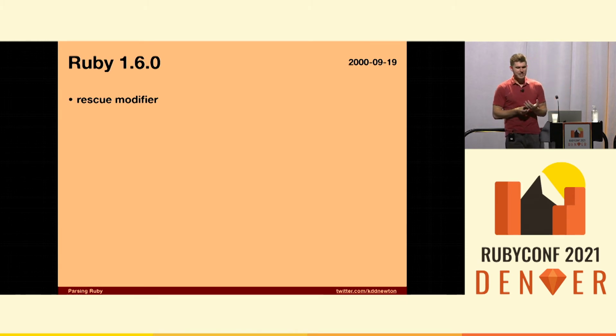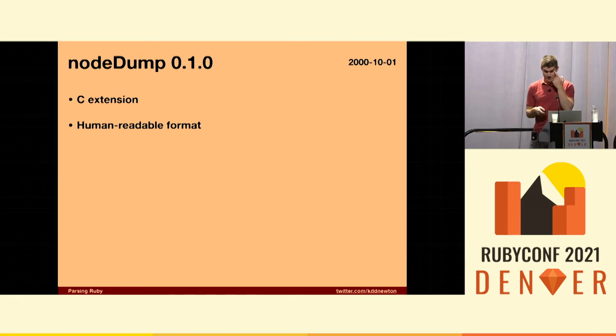The next year, we get the rescue modifier form. Modifier means inline, so like foo rescue bar. And finally, the next year, we get node dump. Node dump is not a Ruby version. Node dump is a project that came out of the Pragmatic Programmers, and it's a C extension to Ruby, and it's written in English in the US.